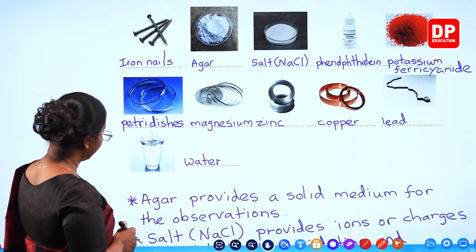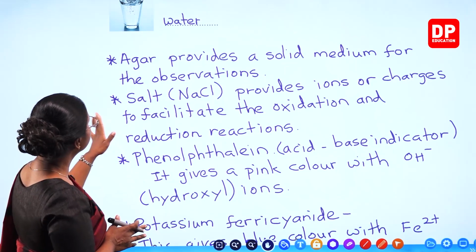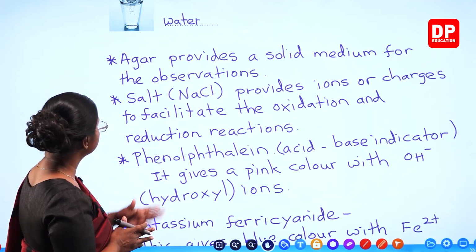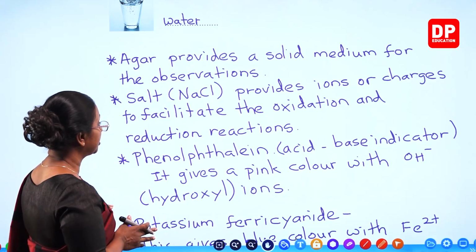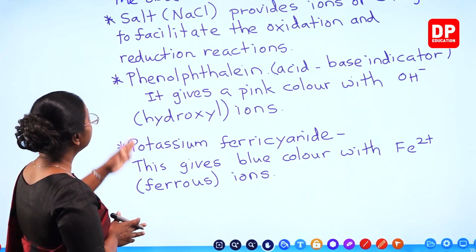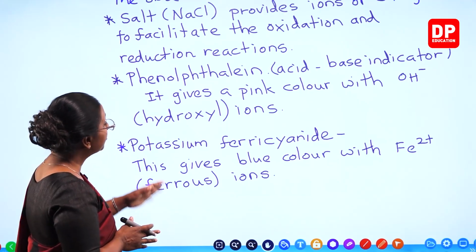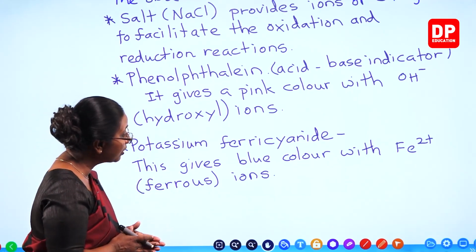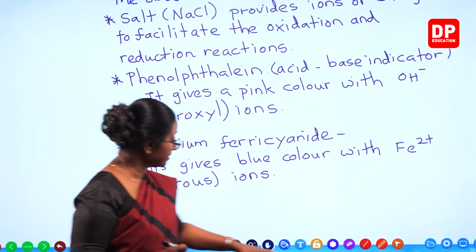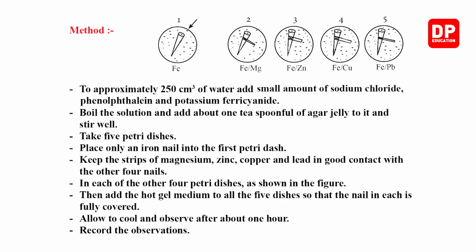So before that, I will quickly go through these reasons again. Agar provides a solid medium for the observations. Salt, that is NaCl, provides ions or charges to facilitate the oxidation and reduction reactions. Then phenolphthalein, it is an acid-base indicator. It gives a pink color with OH minus, that is hydroxyl ions. And potassium ferricyanide gives blue color with Fe2 plus, that is ferrous ions. So this is how we are going to do the activity, students. So this is the method, students.